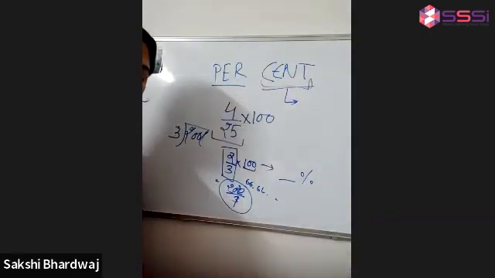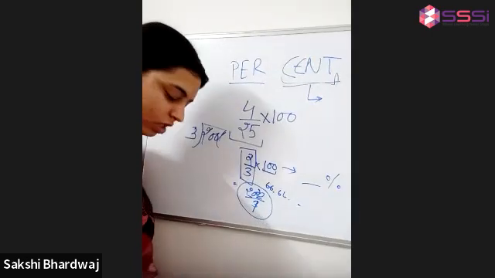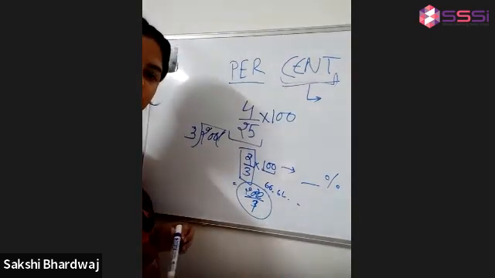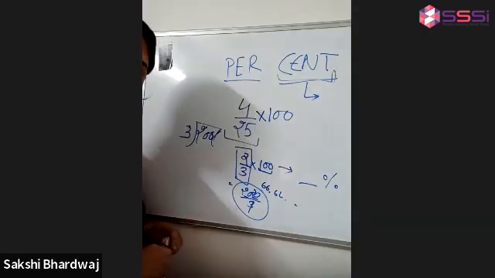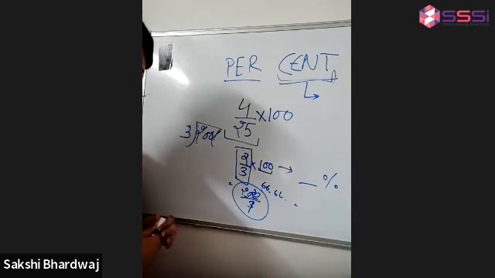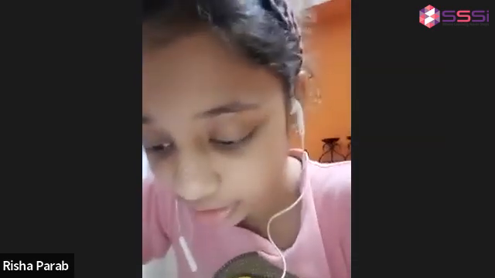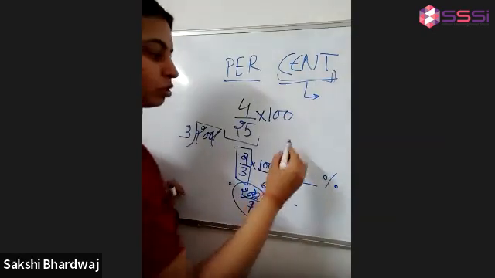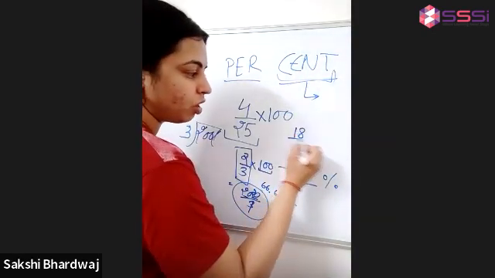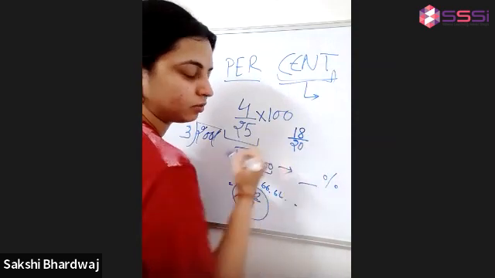Okay, again, one more. Risha, there are tests running in your school, na? Yes, school is conducting tests. Do you know any score of your test? How much score did you get in your last test? Last test in maths, I got 20 on 20. Oh, okay. And in science? Science, 18 on 20.